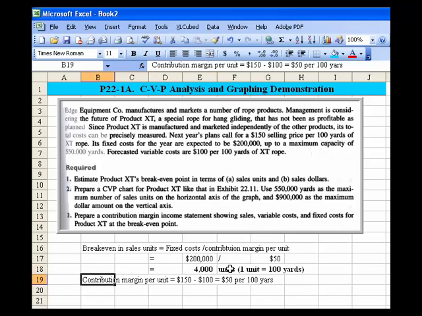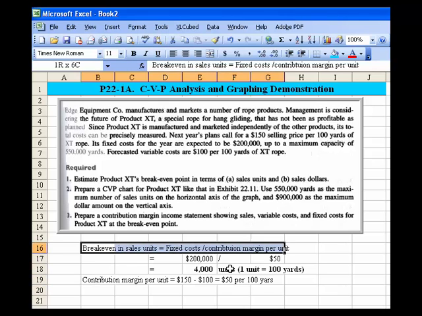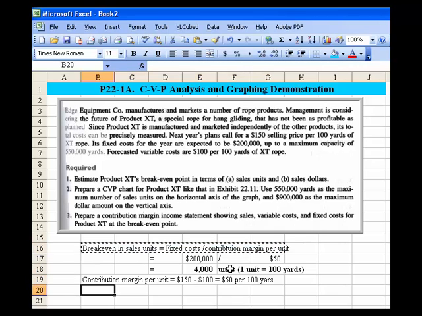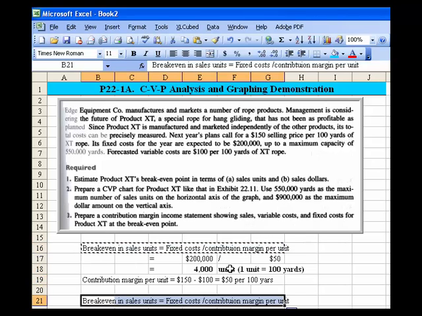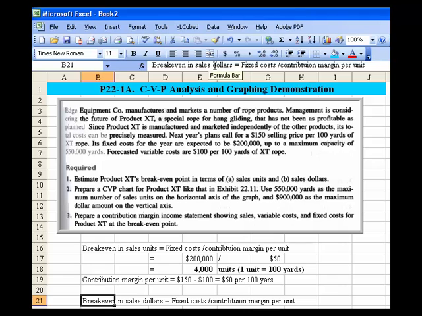Okay, now let's solve the break-even in sales dollars. What I'm going to do is just copy this down and make some changes. So we have sales dollars, and that's going to be equal to fixed cost divided by the contribution margin ratio. And I see I have a typo up here. We should fix that.